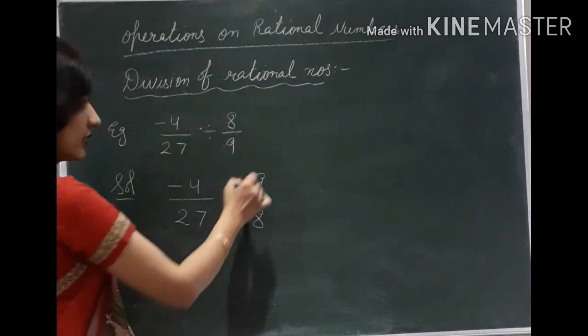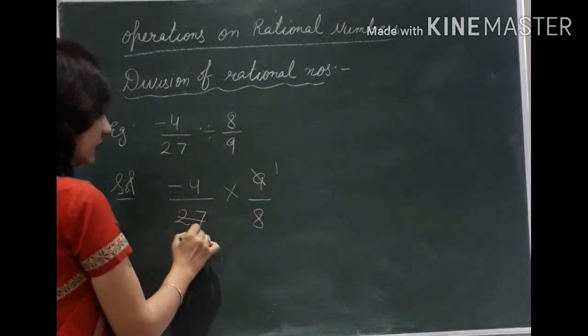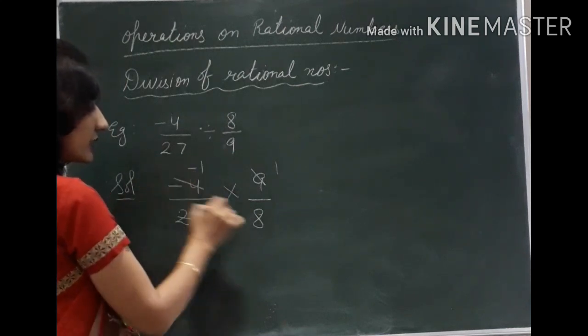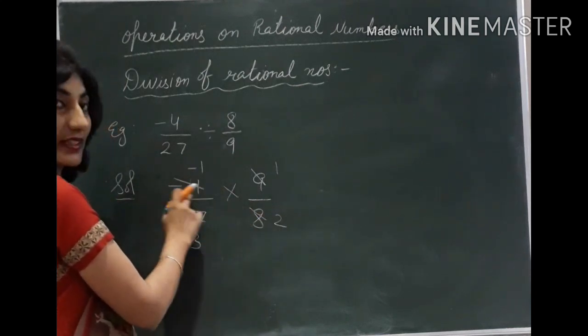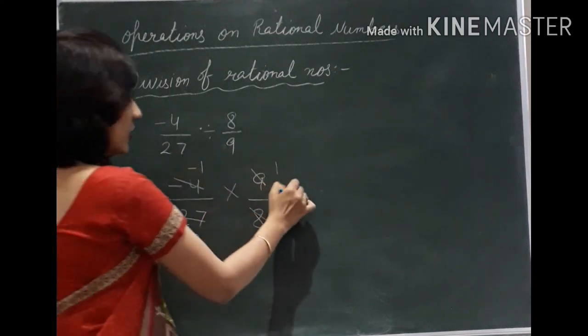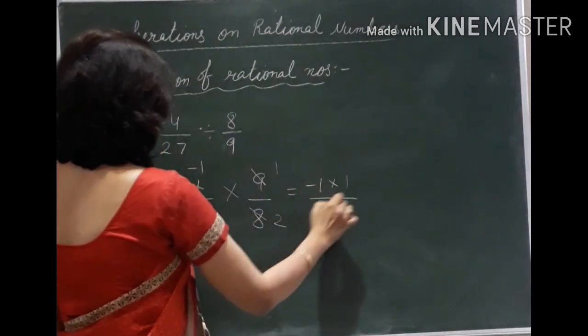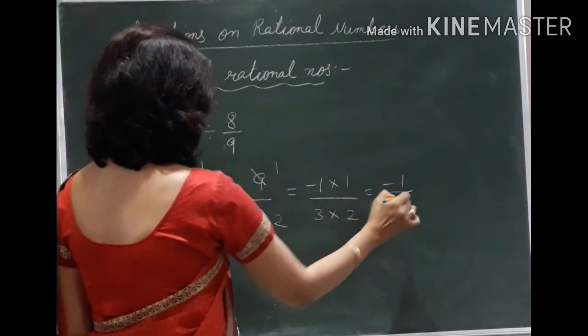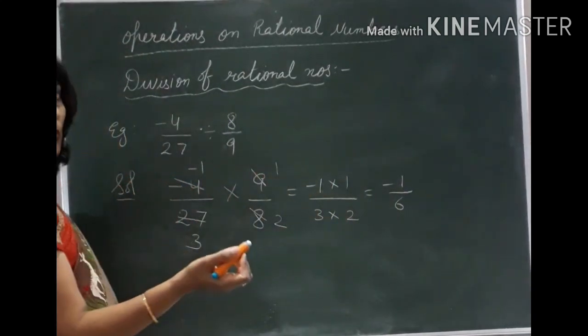Now you can cancel. 9 ones are 9, 9 threes are 27. Here it's minus 4, so here minus 1 and here 2. 4 and 8 can cancel. So minus 1 into 1 upon 3 into 2. So it will come minus 1 upon 6. So this way you can do division of rational numbers.